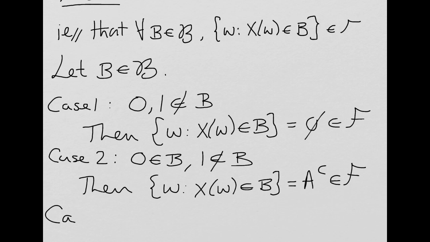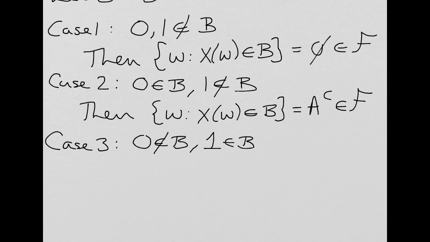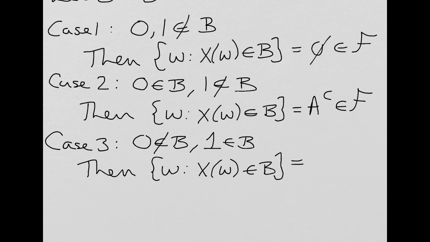So case 3, let's now consider the case where B does not contain 0, but where it does contain 1. Okay, then those outcomes that are mapped by X into B this time, well, all outcomes that lie in A are mapped to 1, which is contained in B, and all outcomes that are mapped to 0 are those in A complement, which is not contained in B, so this is just the event A, and that's in F.